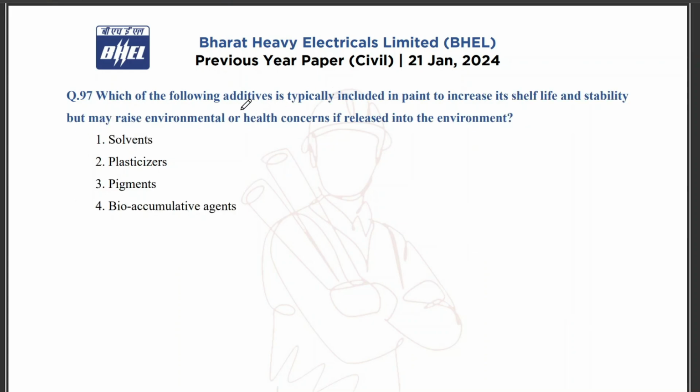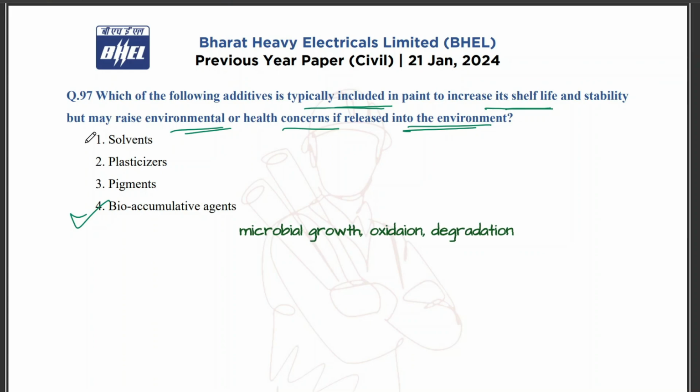97. Which of the following additives is typically included in paint to increase its shelf life and stability but may raise environmental or health concerns if released into the environment? So we add a biocide additive to paint to increase shelf life and stability by preventing microbial growth, oxidation, or degradation.